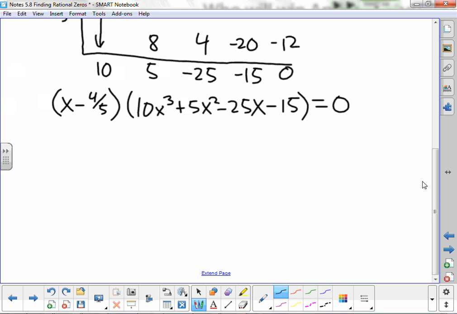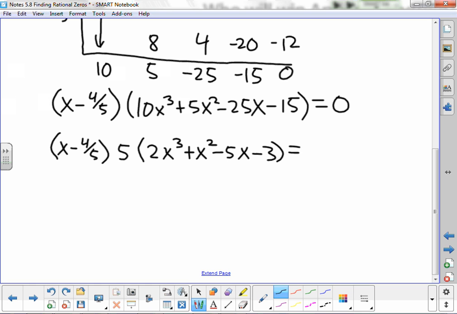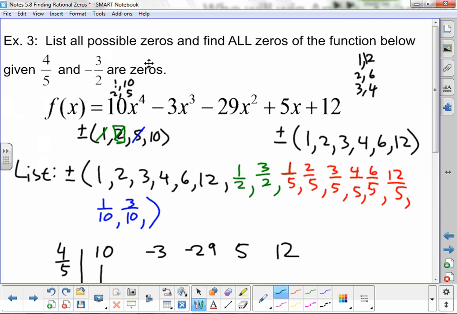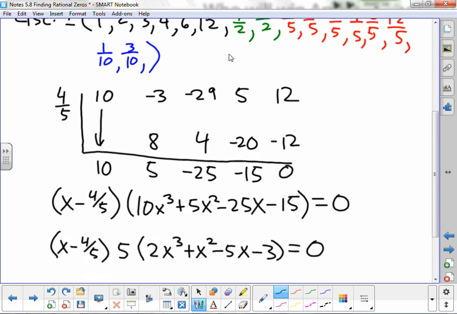So what I'm going to do is pull a 5 out front of x minus 4/5. It's going to be 2x cubed plus x squared minus 5x minus 3 equals 0. Now, since that 5 is being multiplied and you're eventually trying to solve, because you're trying to find all the zeros, you can solve along the way too.